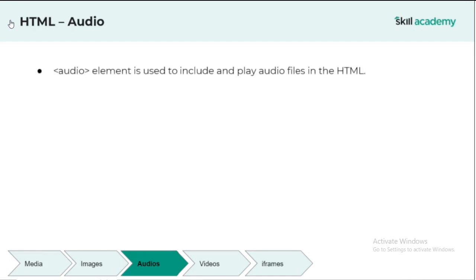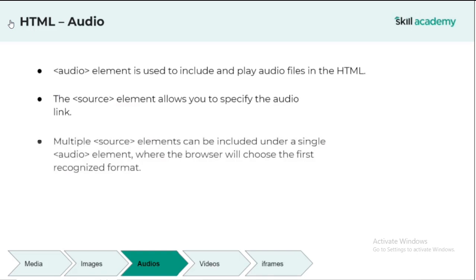So the audio element is used to include and play audio files in the HTML. Let's take an example that you are designing a music kind of a web page. For that, you can use this audio element. The source element allows you to specify the audio link. First of all, for audio, you are going to use the audio element. Then in this audio, we have the source tag, and using this source element, you can specify the audio link. Let's say which file you are going to play.